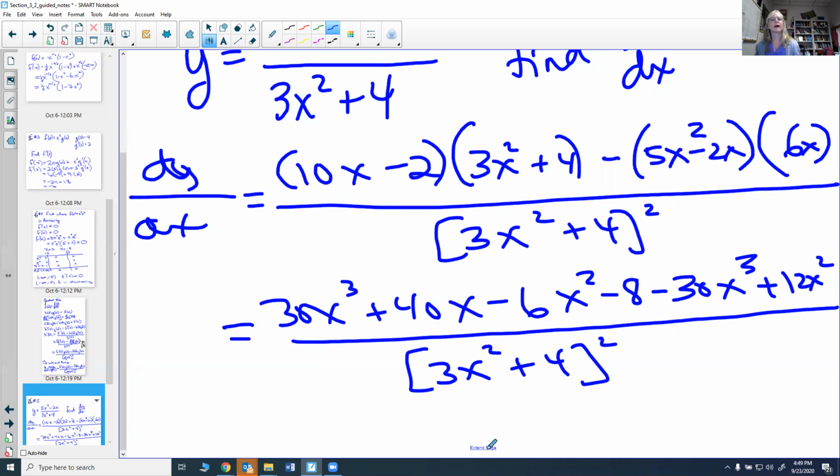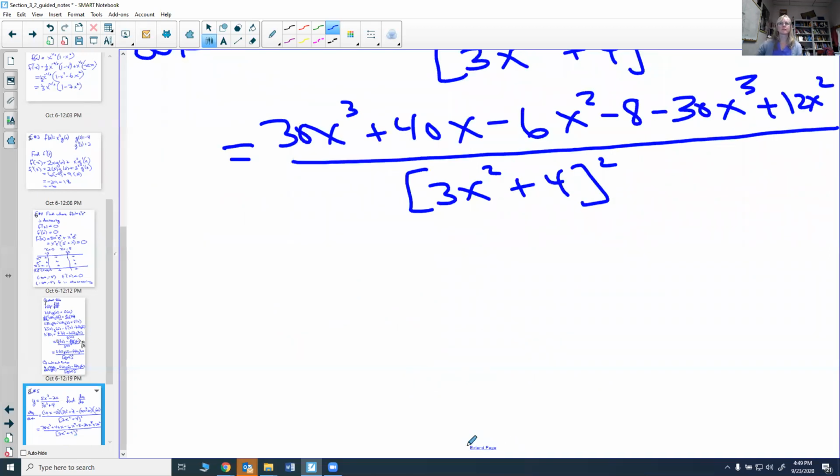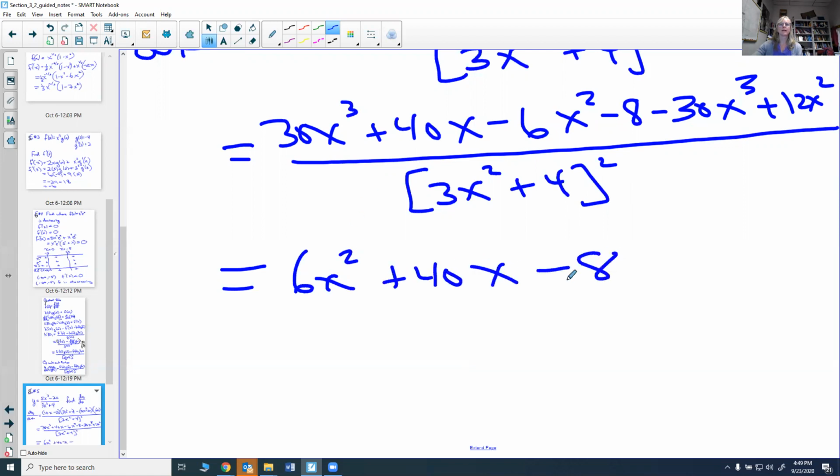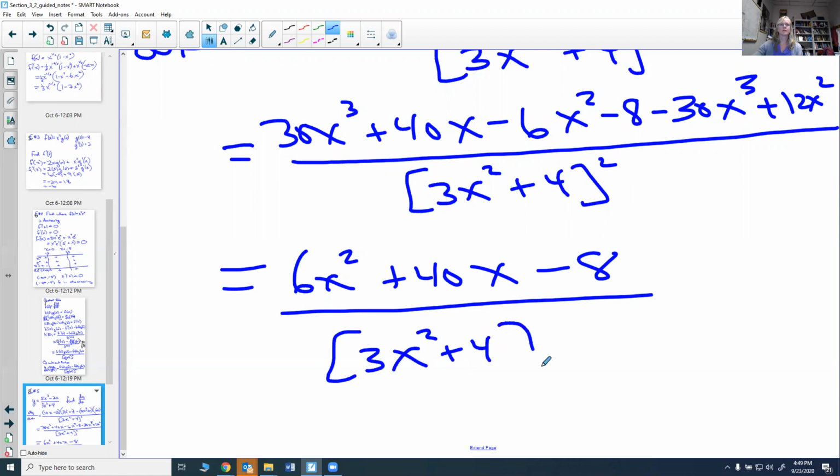And my top, I would now just collect like terms. A lot of times this happens where it will simplify. It doesn't always, but sometimes it does. So I've got a minus 6x squared and a 12x squared, which is 6x squared. Notice my 30x cubes canceled. I have this 40x and this minus 8 all over my bottom. Sometimes the top factors and maybe cancels part of the bottom. Sometimes it doesn't.